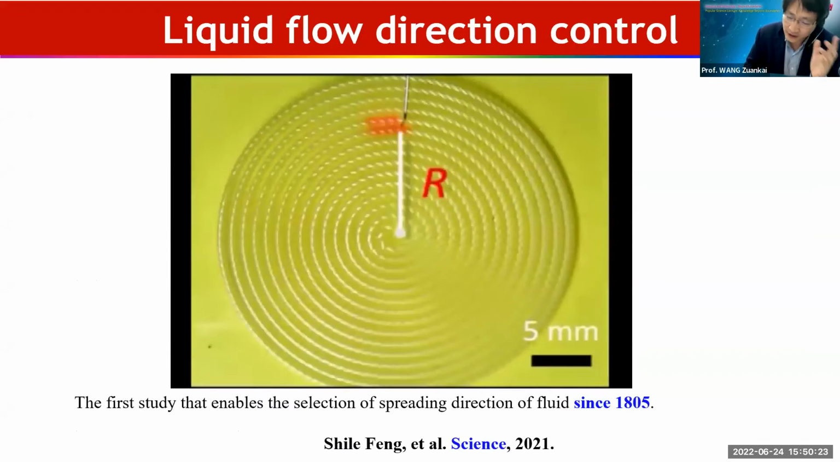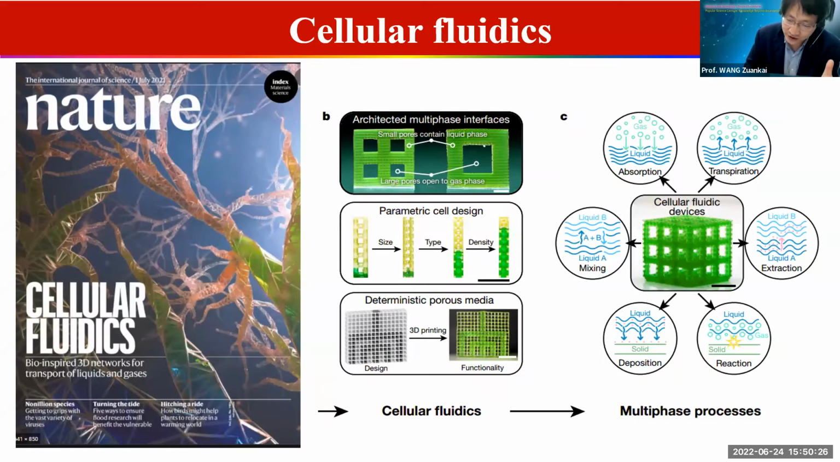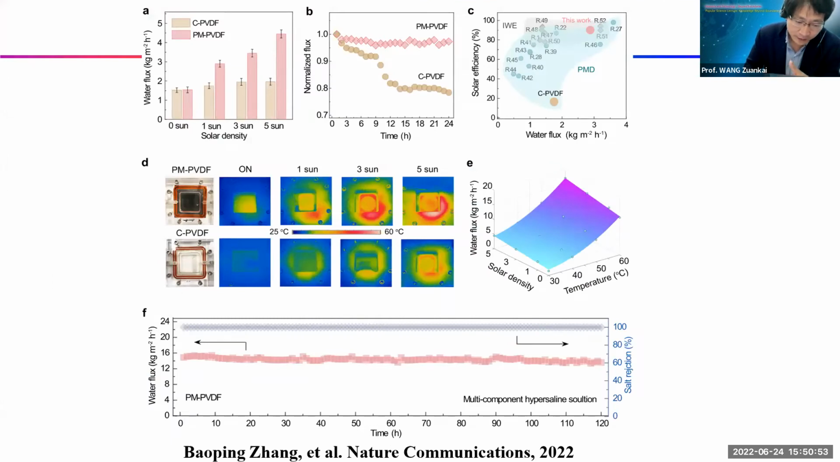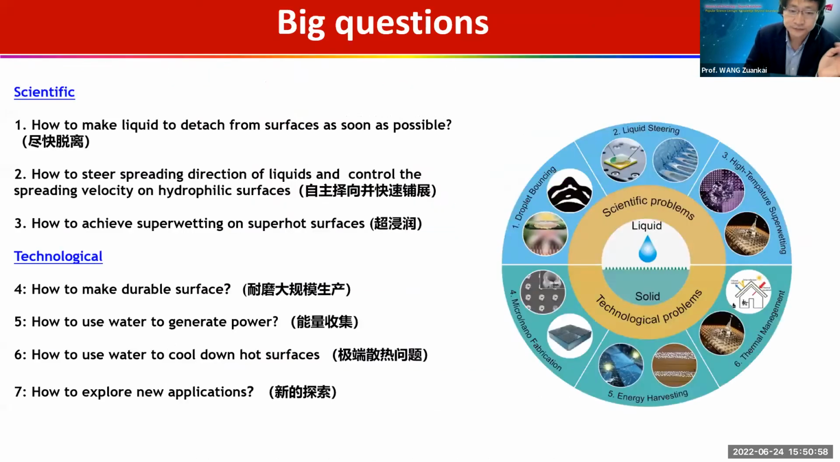So I discussed how to control the liquid flow, but more importantly, it is about application. One application is water purification. We use the photothermal effect and also control the superhydrophobic property to enhance the water purification performance, and the water flux and salt rejection rate are very robust. It's very durable. Now I will talk about how to fabricate.